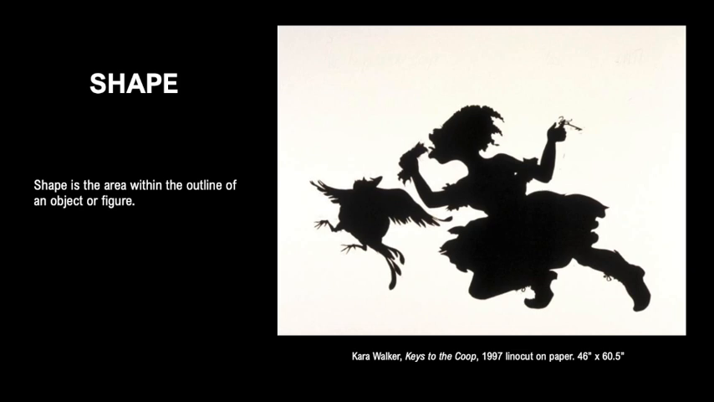When we see a 3D object in light, we see that it has mass or volume. It has height, it has a width, it has depth. But if the same object is silhouetted, we would see it as a flat shape. Mass is the physical bulk of a solid body of material, something that has height, width, and depth. When mass encloses space, the space is called volume. This is a work from Kara Walker, Keys to the Coop.